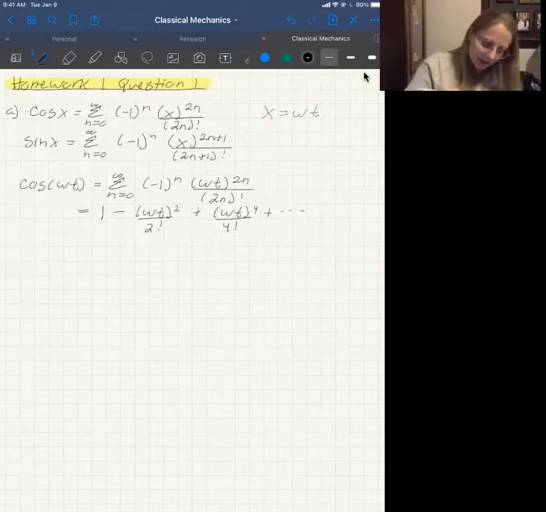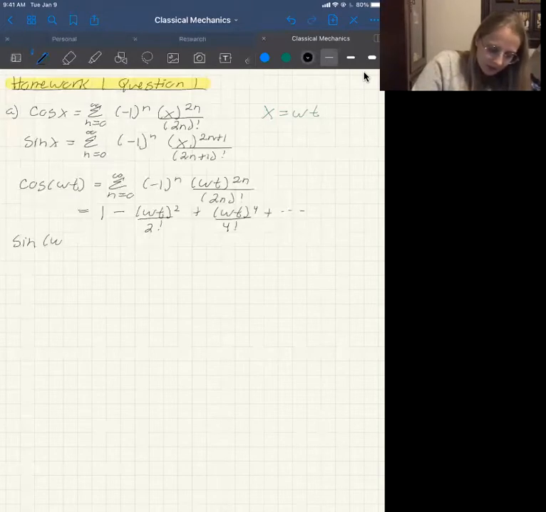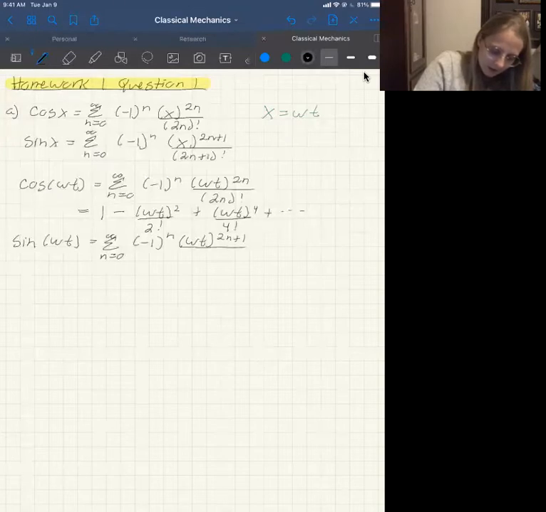And a very similar process for sine. We can say that the sine of omega t is equal to the sum from 0 to infinity of -1 to the n times omega t to the 2n plus 1. Here we only care about the odd powers, over 2n plus 1 factorial.